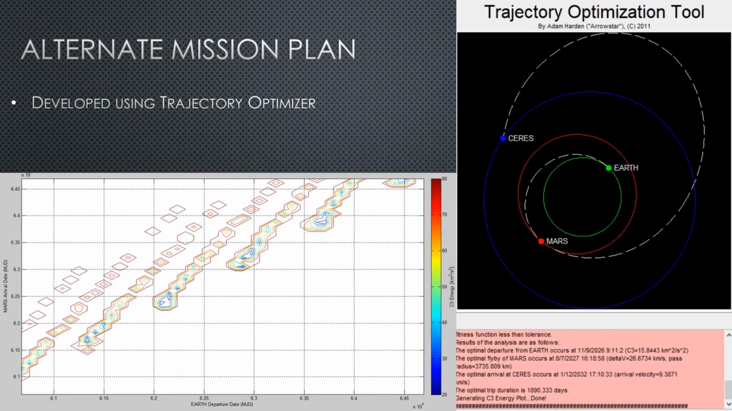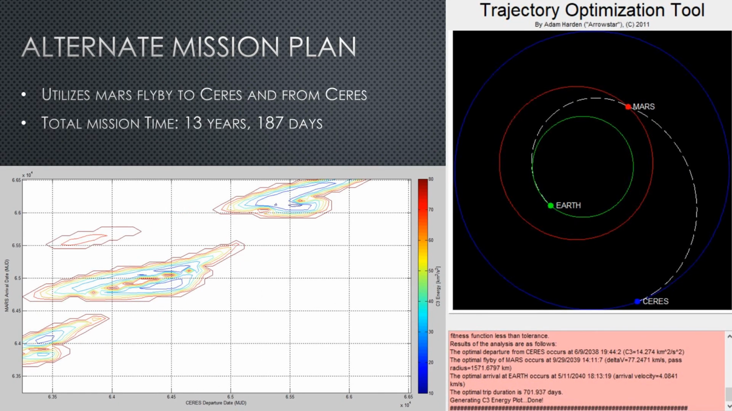An alternative mission design that includes a Mars flyby in order to reduce the required delta V is shown here and in the following slide. The trajectory optimization tool on MATLAB was utilized to create these optimized routes.